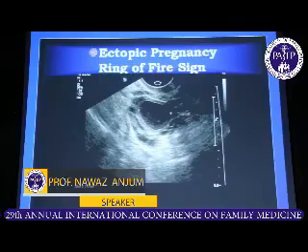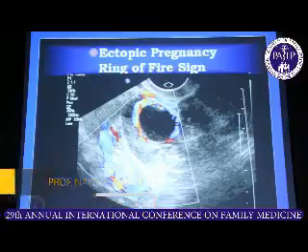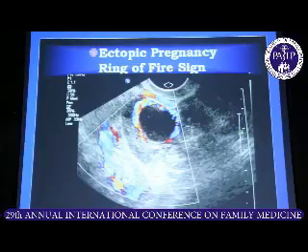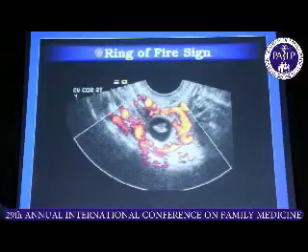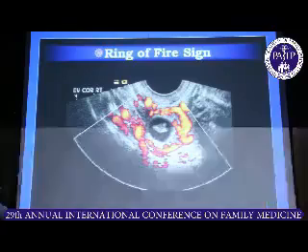Then when you see an ectopic pregnancy, this is called ring of fire sign. It may not be present in 100% cases, maybe around some follicles or inflammation, but this is one of the signs of abnormal pregnancy. And here you can see gestational sac, fetal pole, and also you can see the ring of fire sign.